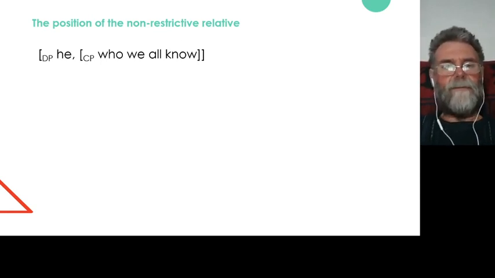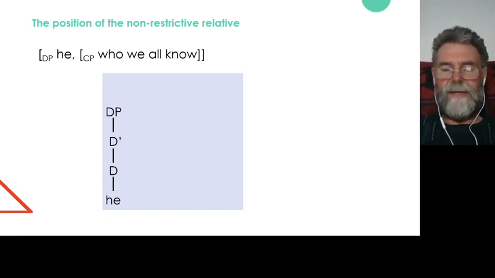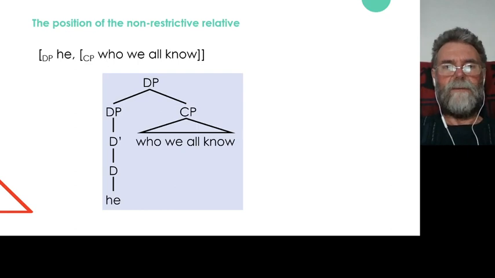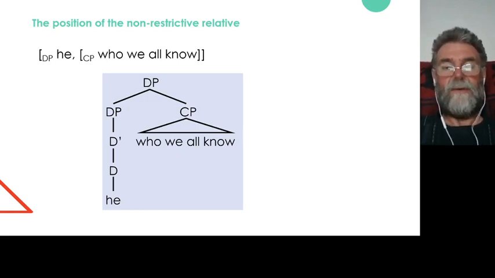Now, the fact about pronouns is that pronouns are just determiners. There is no noun phrase inside the DP containing a pronoun. And for that reason, there's no noun phrase that the relative clause could be adjoined to. That leads us once more to the conclusion that the non-restrictive relative clause must be adjoined to the DP, because in this case, that's the only thing there is to be adjoined to.